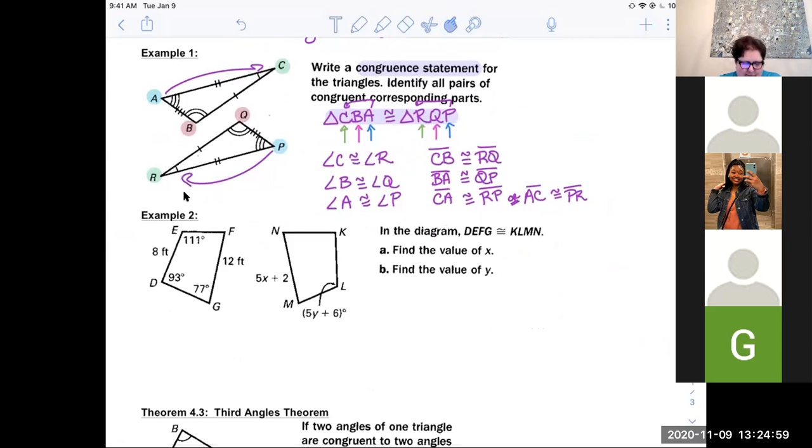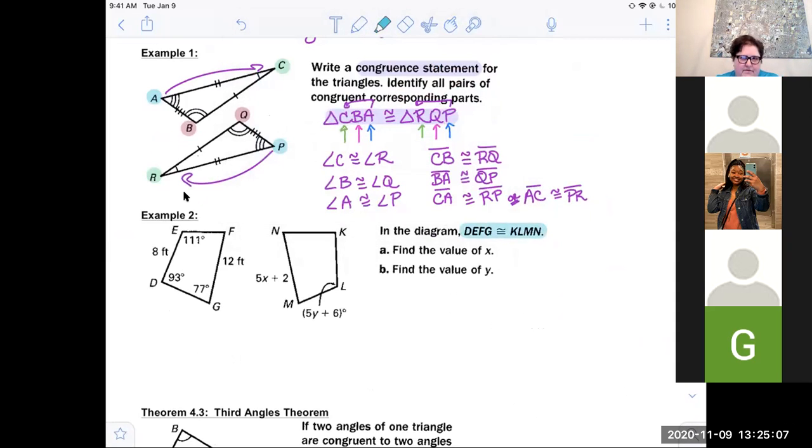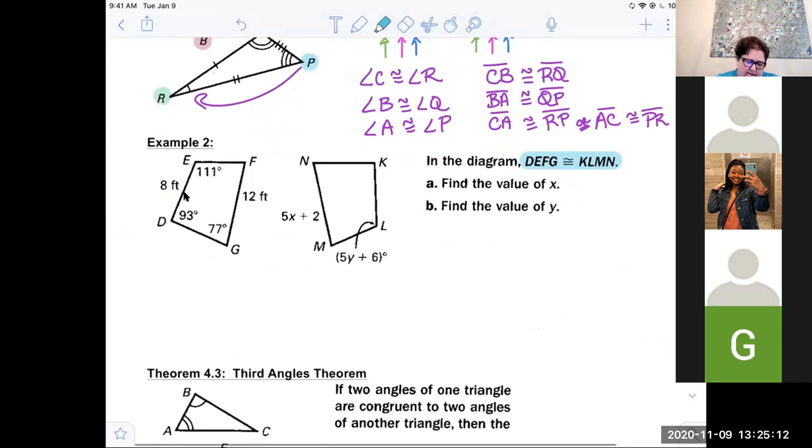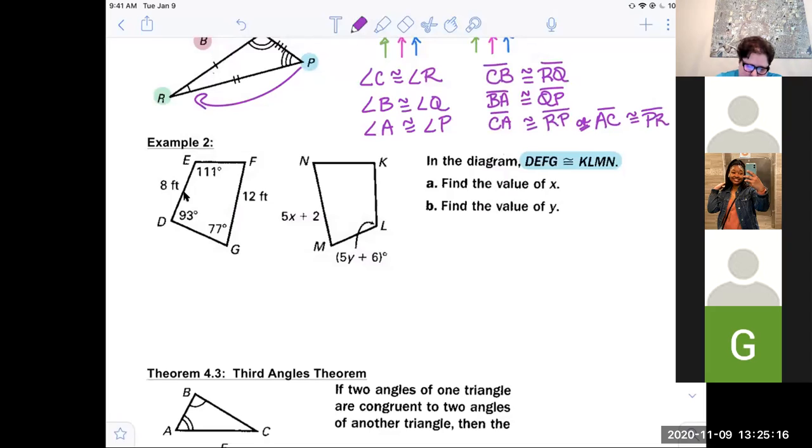Okay, second example. So we have quadrilaterals this time, and notice that they've given you a congruent statement. So they're telling you how the vertices match. Now, there's kind of two ways you can show this. You can either say, since D is in the first spot, and so is K, that means D goes with K, and kind of mark them. E goes with L, etc., all the way around.